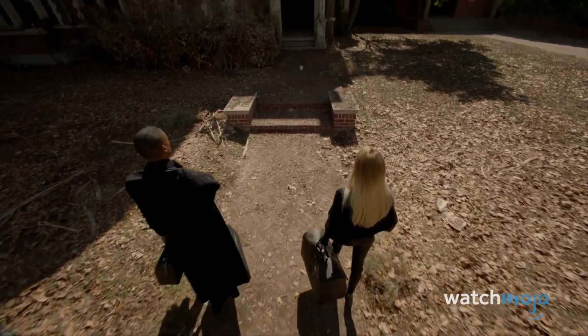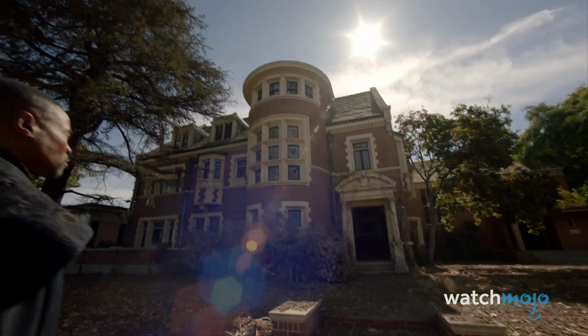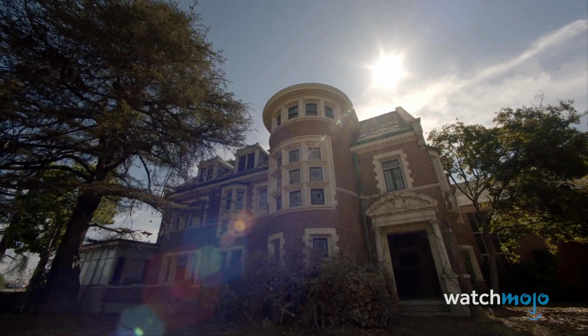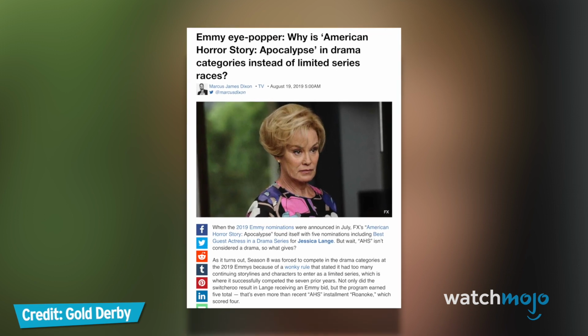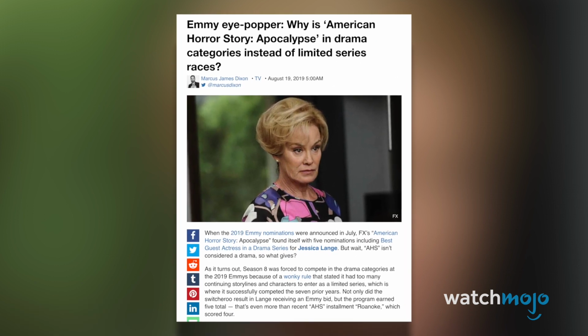Rather than starting from scratch with a brand new story, this was a crossover season between Murder House and Coven. Since Apocalypse directly continued multiple storylines from past years, this season was forced to switch from the limited series categories to the drama series races at the Primetime Emmys.